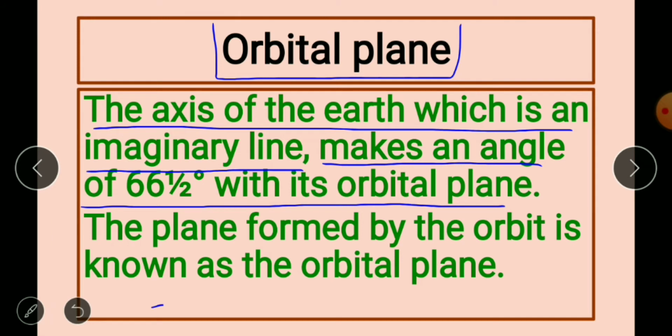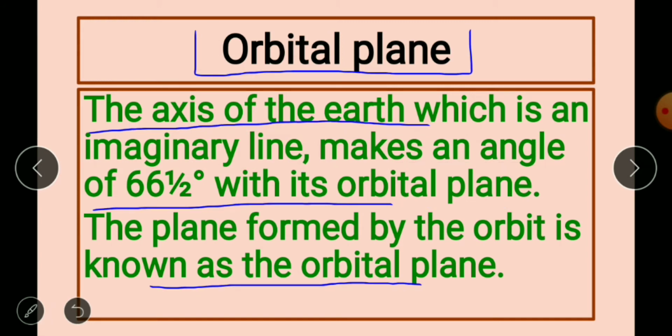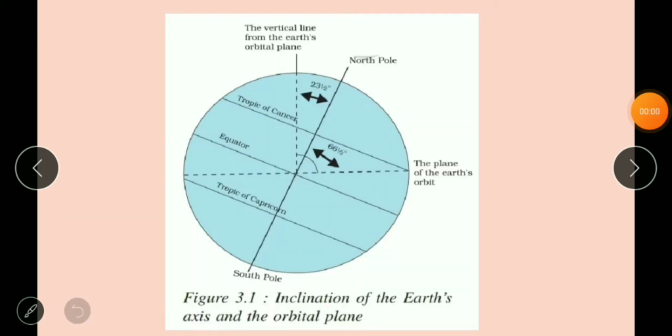The plane formed by the orbit is known as the orbital plane. This one I will explain through a diagram also. Let's see.